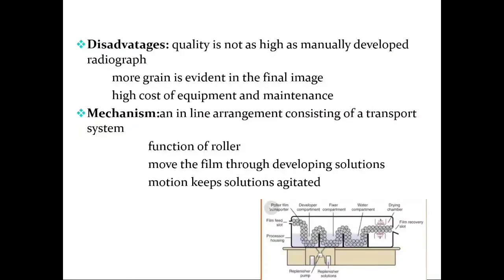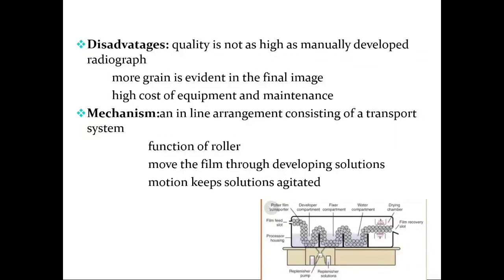To know the mechanism of automatic film processing, you can go through this chapter in White and Farrow itself, where they have explained how the transport system of the developing and fixing solutions works in each solution. How is the film being processed? That has all been mentioned under the mechanism of automatic film processing. The motion of these rollers helps to keep the solutions agitated, which contributes to the uniformity of the processing.